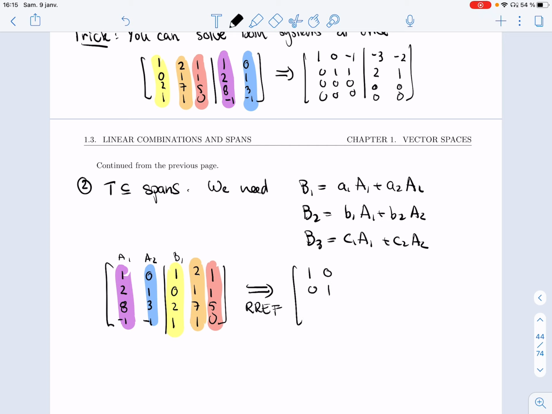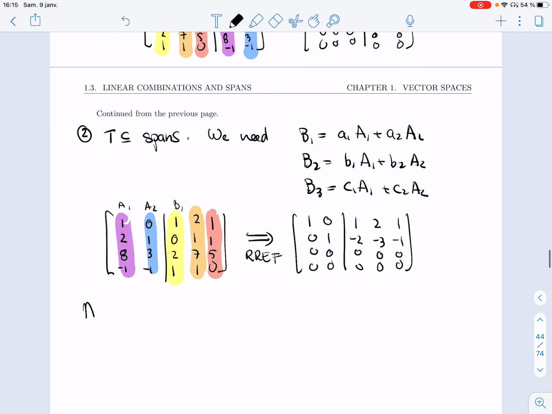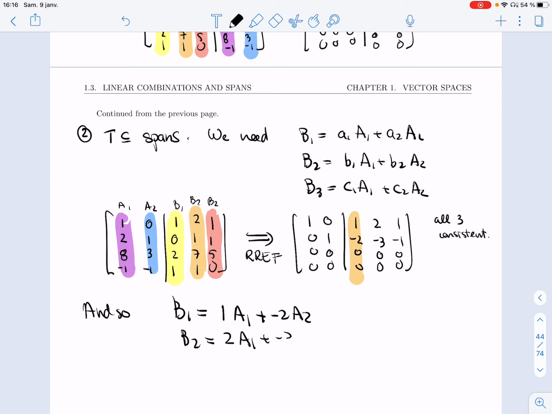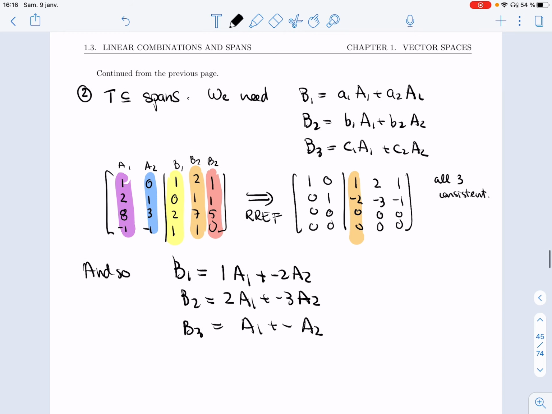All right, and I'm going to reduce this. I'm going to get 1, 0, 0, 1. And I will get 1, minus 2, 2, minus 3, 1, minus 1. And so that orange column gives you the coefficient for B1, as long as it's consistent, so all three consistent, because I don't have anything non-zero in the bottom two rows. So B1 is 1A1 plus minus 2A2. B2 is 2A1 plus minus 3A2. And B3 is A1 plus minus A2. And so yes, T is inside span of S.